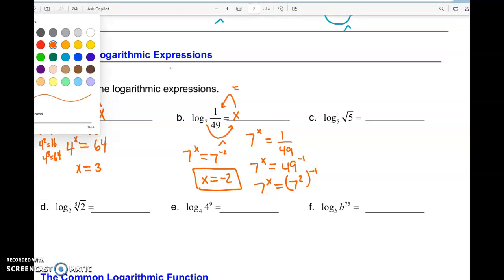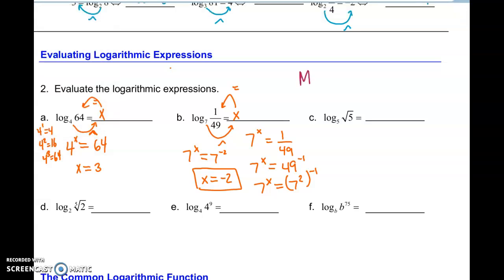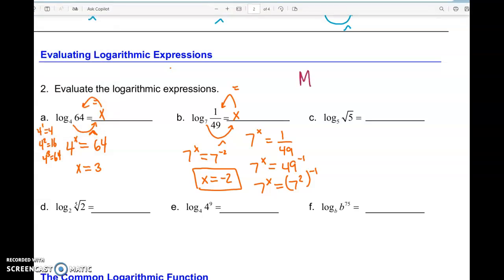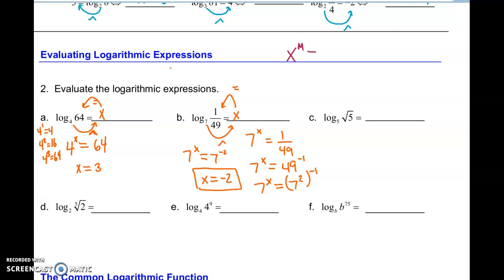There's a property where, let me write it like this, if I have x to the m is equal to x to the n, if the bases are the same, they're both x, then the two exponents have to be equal. So you can use that property when evaluating log expressions, especially in a situation like this.